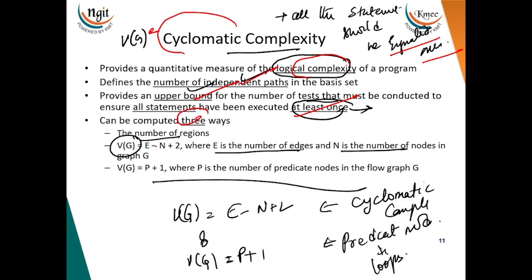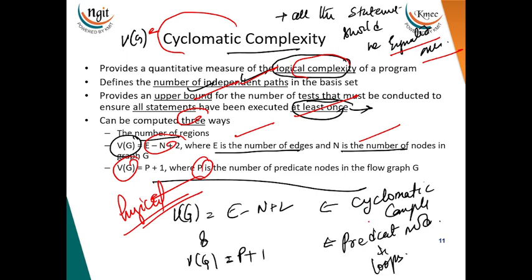V(G) is equal to E minus N plus 2, where E is the number of edges and N is the number of nodes. And again, V(G) equals P plus 1, where P is how many logical operators, or conditions, there are. So cyclomatic complexity is V(G) equals E minus N plus 2, correct?